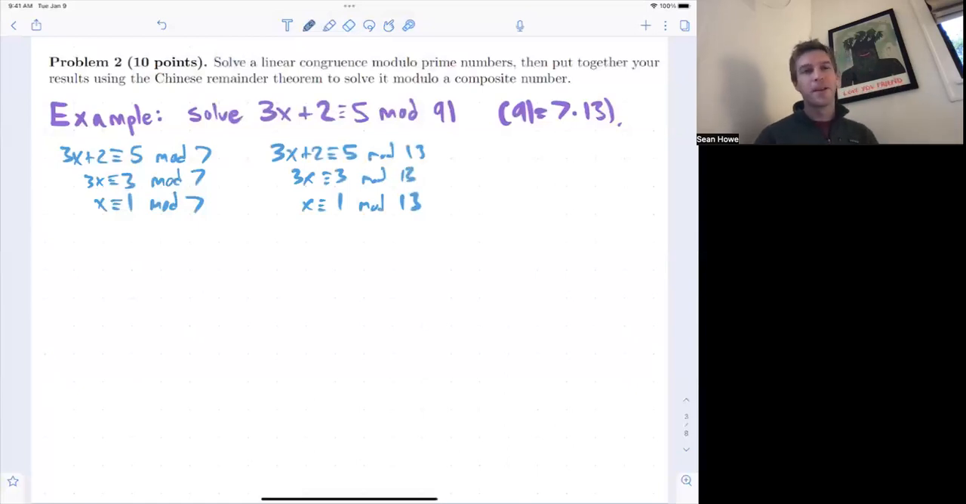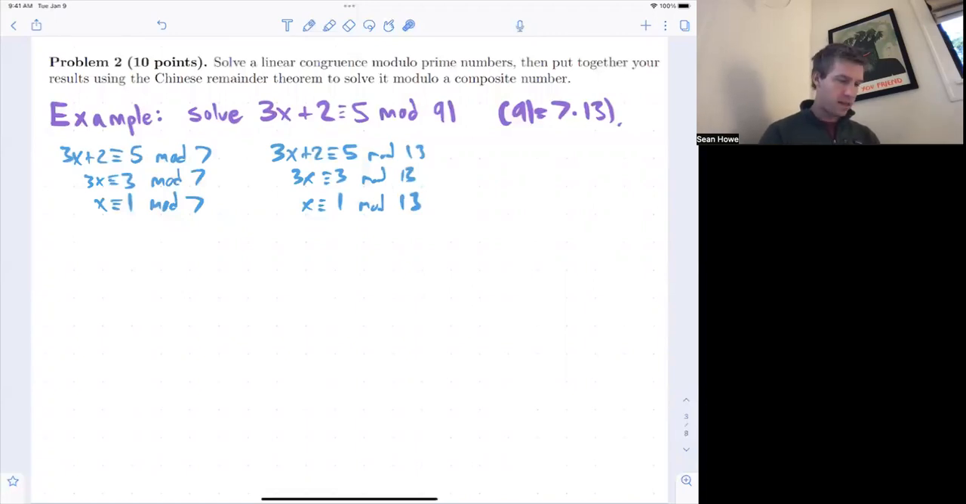Okay, good. So I'm looking for x congruent to 1 mod 7 and x congruent to 1 mod 13. Of course, it's pretty easy to see what the solution actually is. The solution is just x is equal to 1 mod 91. And somehow I could have done that from the start. But the point is, in this problem, you'll actually be asked to use this method of solving modulo prime numbers and then putting together the Chinese remainder theorem.